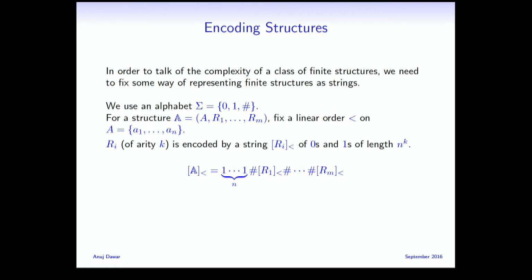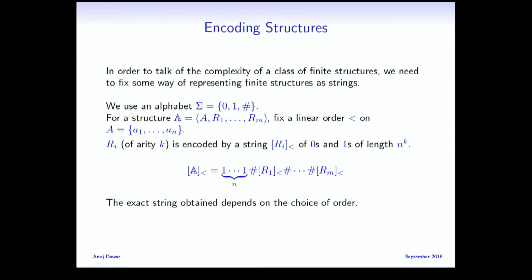And so the string representing the structure is going to be a sequence of n ones to indicate the size of the structure, and then these bit strings representing the relations separated by these hashes. Now, the purpose of this part is simply that if you have no relations, we still want the size of the string to be related to the size of the structure, right? That's why we write the size of the structure itself in unary rather than binary. So now, for any vocabulary whatsoever, the length of this string is bounded by some polynomial in n, and that's what we care about. Okay.